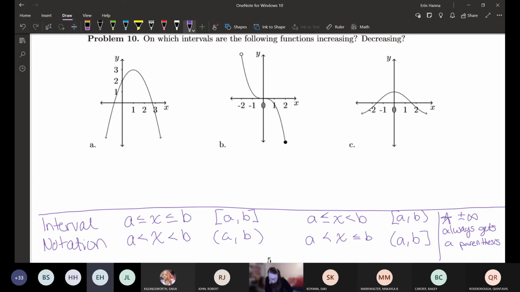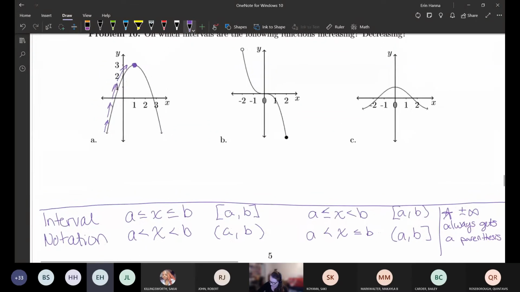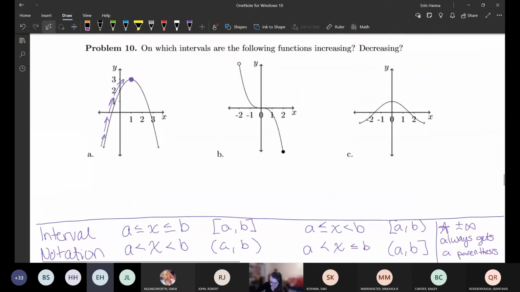All right, so if we look back up at this question, on which intervals are the following functions increasing and decreasing? If we look at part A, remember, we're always looking as the x values increase. So we always essentially want to read this graph from left to right. Looking at this from left to right, the y values are getting larger for this first part of it. And then right here, it's going to turn around. Once it turns around, that's when the y values start decreasing. We're going down. So we're going to have an increasing piece and a decreasing piece.